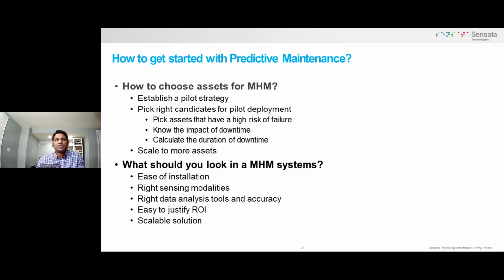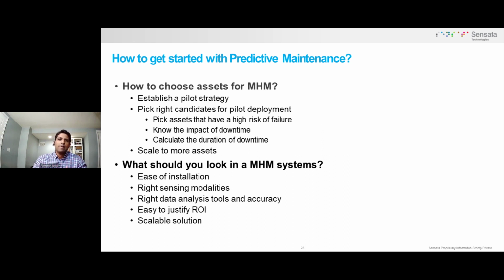Then calculate the duration of the downtime, the lead time, how long is it going to take to get those replacement parts, and how much time it will take to replace those parts. So you should be considering those. So once you look at these factors, find the right candidates to start the pilot project. And after the pilot is successful, you can start thinking about scaling it to more assets and fully implementing the solution.